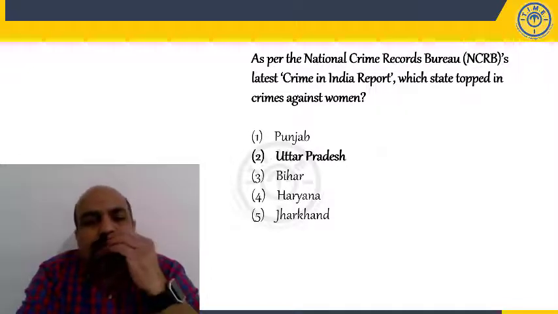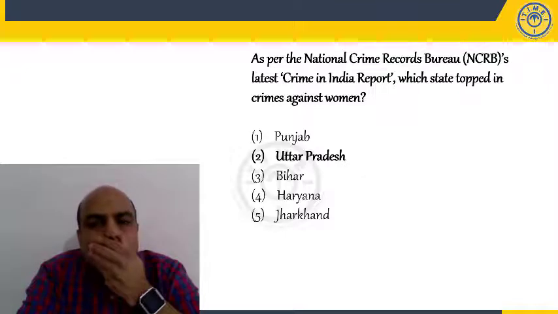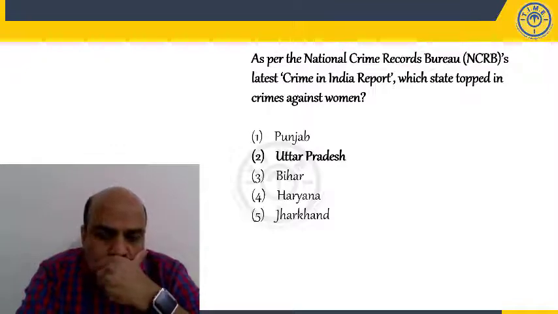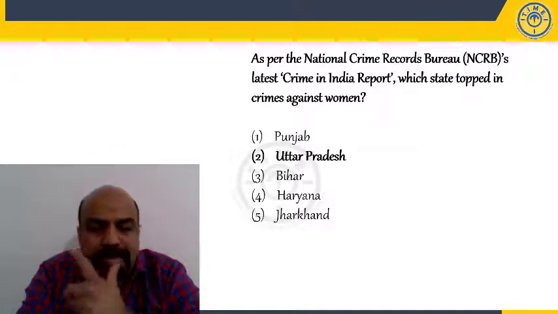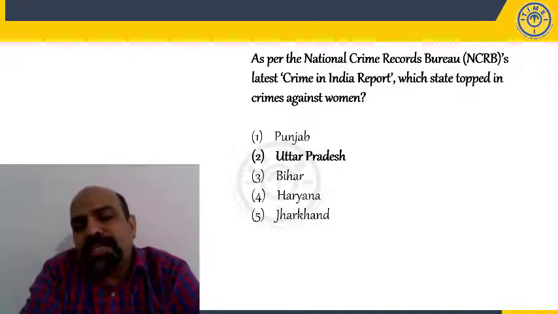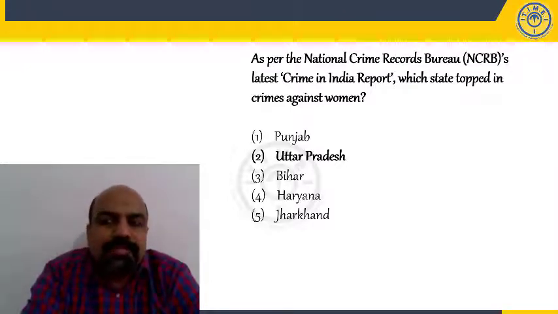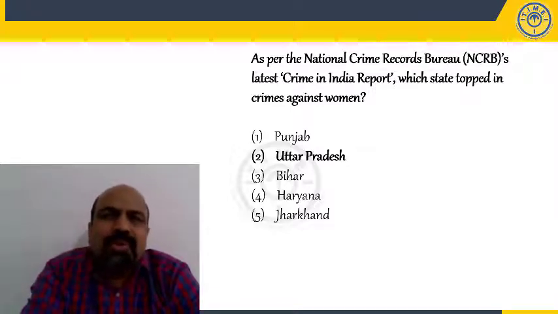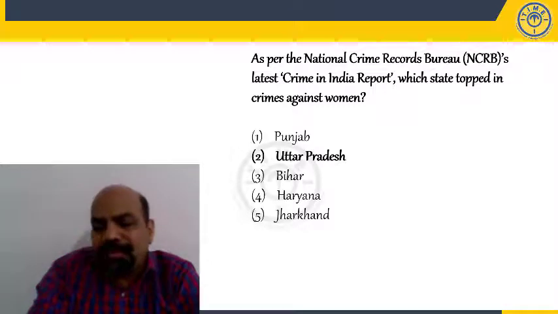Haryana, lowest sex ratio. Jharkhand high. Second lowest literacy rate. Now I remember. Second lowest literacy rate. Lowest is Bihar.